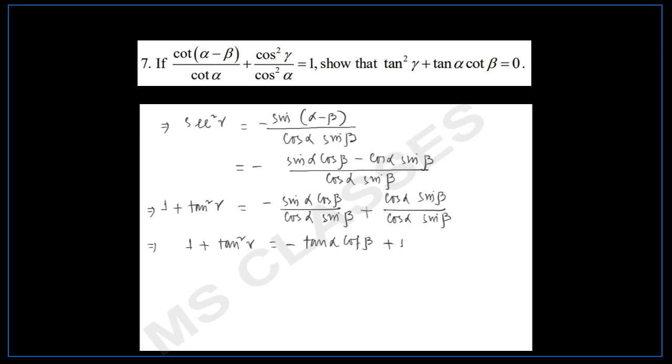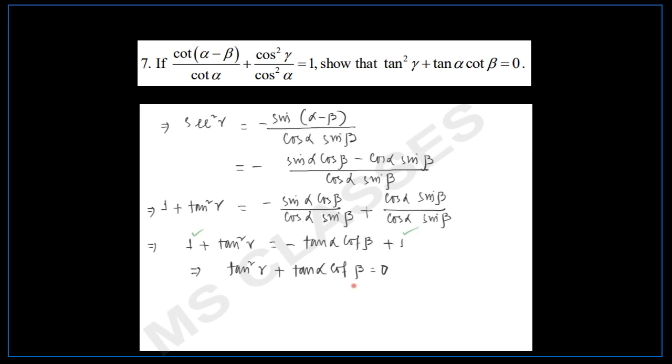Now 1 and 1 are gone. And what we need to prove, that has already come: tan square gamma plus tan alpha cot beta equal to 0.